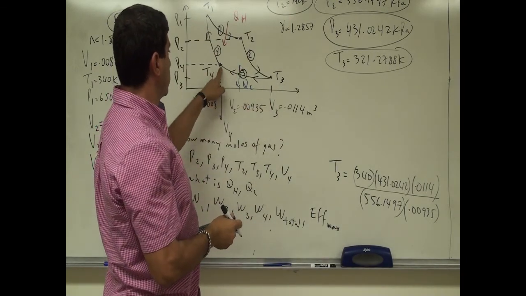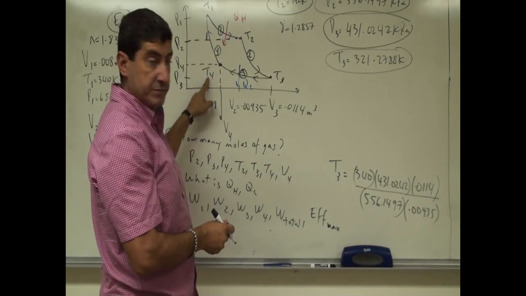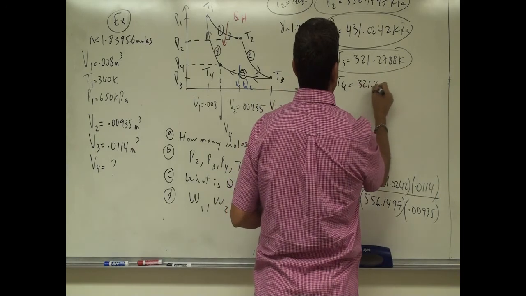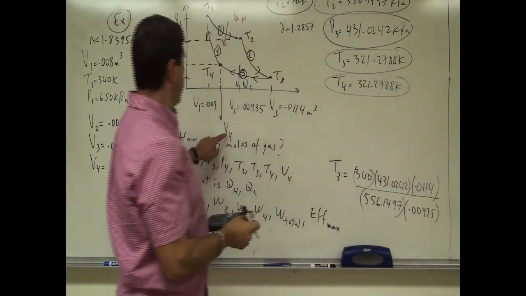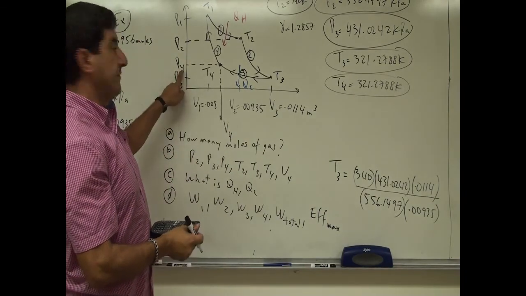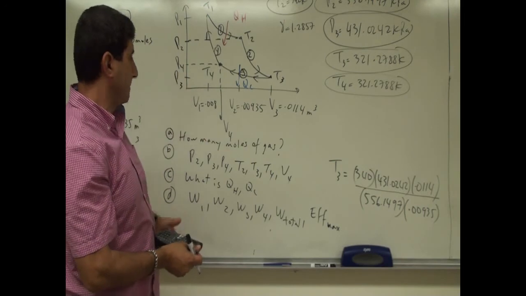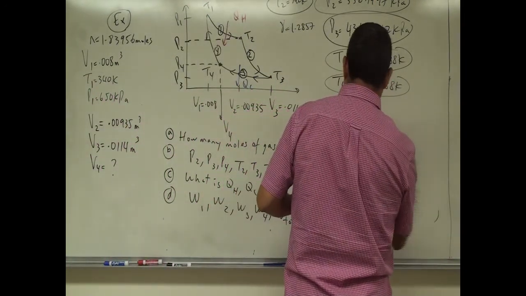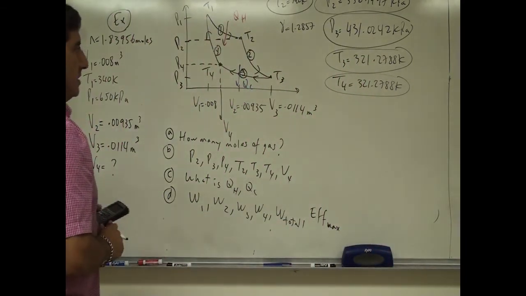Then how about T4? Well, this is isothermal, so T4 is the same, right? So T4 is the same, 321.2788 Kelvin. But we don't know V4 and we don't know P4. There's two unknowns, right? How do we find V4, P4? Okay, so then how are we going to do that?